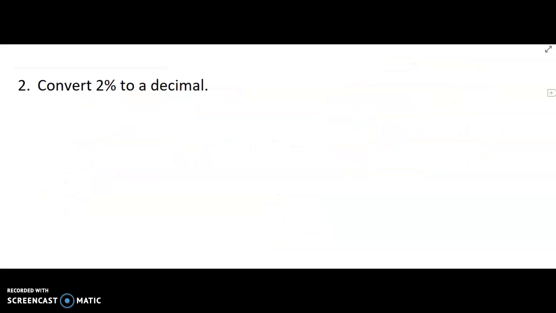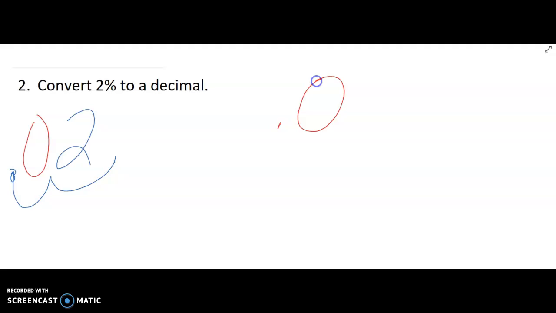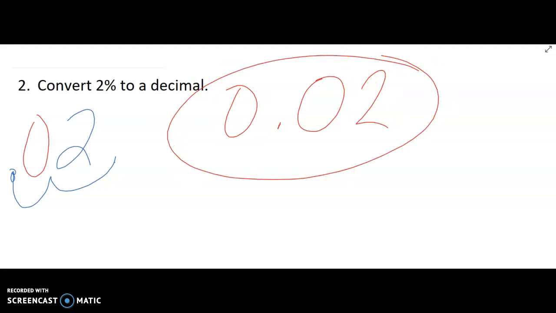So converting 2% to a decimal. Now, right now, that's 2 point. Again, percent is out of 100. If I take 2 and divide it by 100, that moves the decimal 2 places. I have an open spot, so I will have 0.02, right? 2 hundredths would be 2% as a decimal.